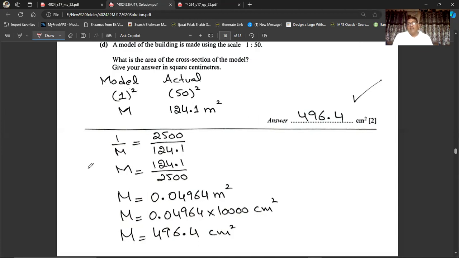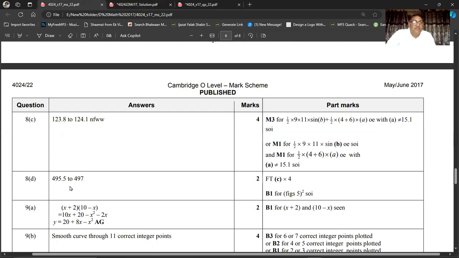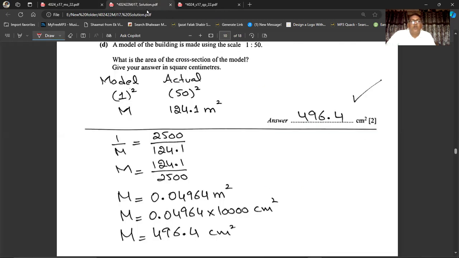0.04964 meter square. But they want the answer in centimeter square. So convert the meter square into centimeter square. For this purpose, I will multiply it with 10,000. So 0.04964 multiplied by 10,000, and that will be now in centimeter square. So it will be 496.4 centimeter square. 496.4, and this is the answer, sir. Our answer is inside the range. So hopefully you understand. If you want more time with this question, you can pause the video.